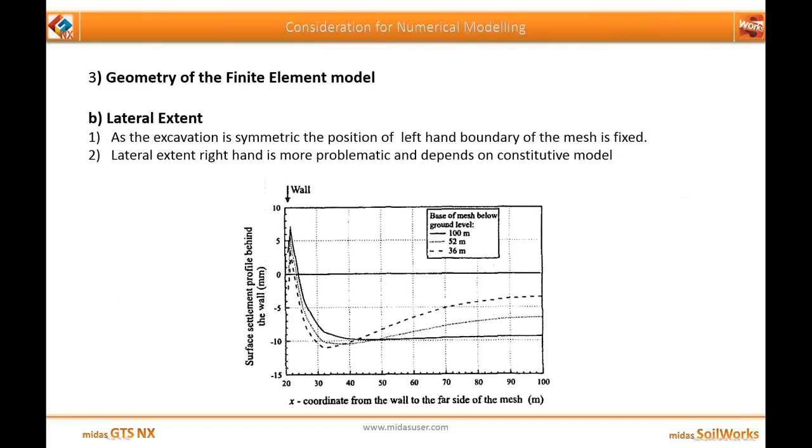Now next is the lateral extent. As the excavation is symmetric, the position of the left hand boundary of the mesh is fixed, and the right hand boundary is more problematic and depends on the constitutive model. For example, in this particular case, for an elastic constitutive model, the right hand boundary was set at three different lateral extents: 100 meters, 52 meters and 36 meters, and you can see that it does affect the results.